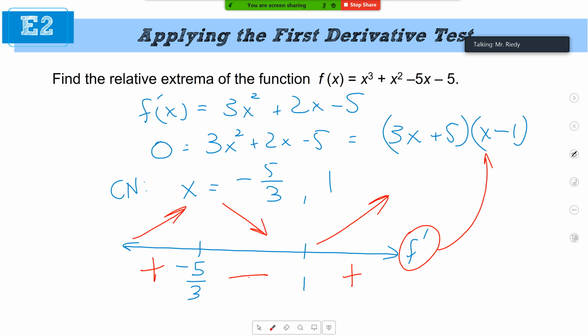What do I now know? I know where the function is increasing and decreasing. I know where the maxes and mins are. I know where the critical numbers are. I know all kinds of fun stuff.